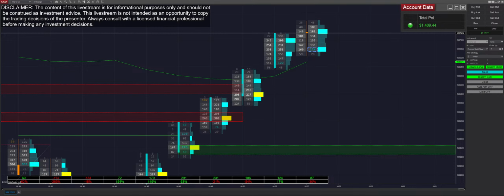How many stacked imbalances are you using to trigger the automation? It's 2 right now.